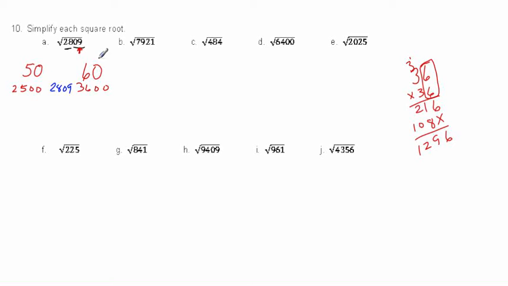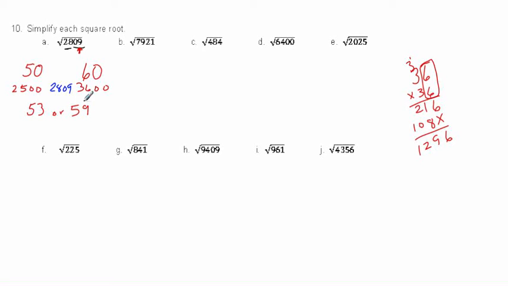So what number times itself would give us a 9 at the end? Well, 3 times 3 would, and 7 times 7 would, because 7 times 7 is 49. You have a 9 at the end. So we know that our answer either has to be 53 then, or 59.